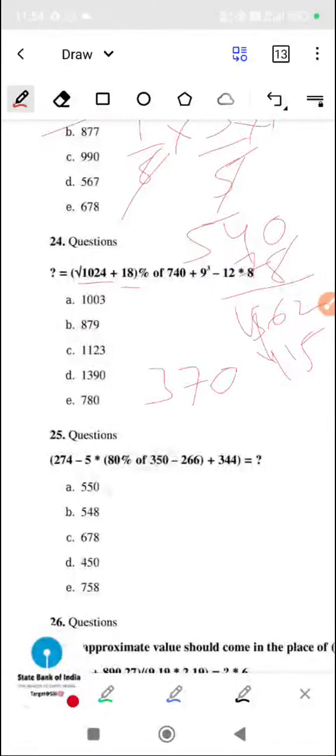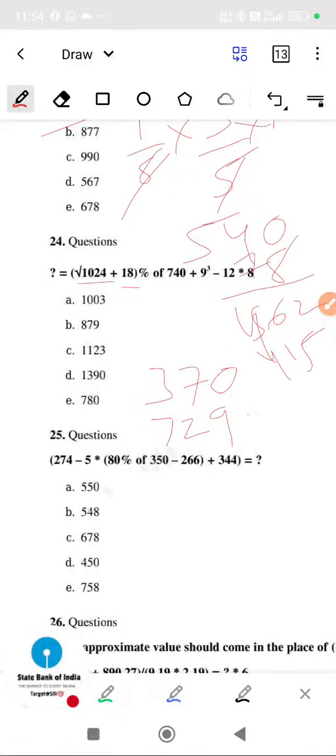370 plus 9 cube, which will be 729, minus 12 8 times 96. So what we get is 9 minus 6, which will be 3 at the end. 9 minus 9, 0. 10 minus 10, so 1003 is the answer for this one. So answer will be option A.